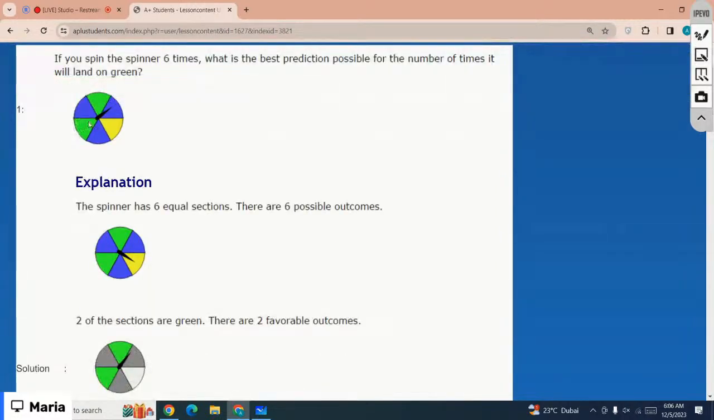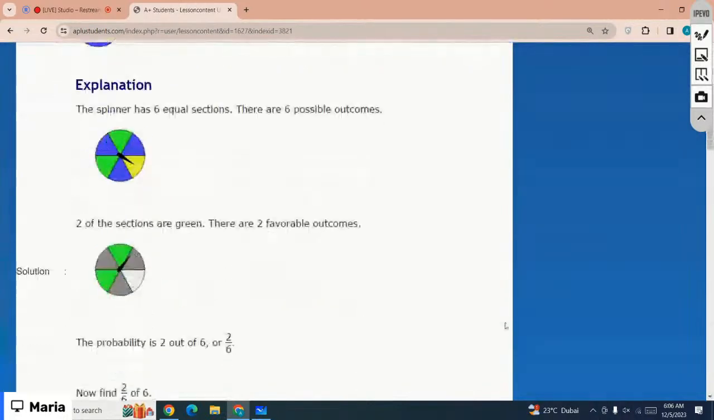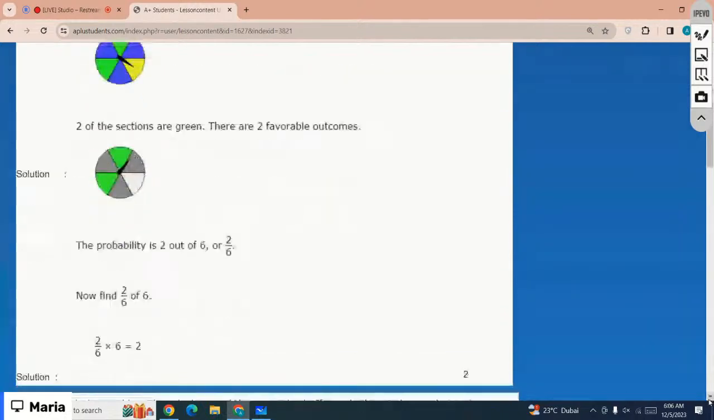Only 2 of them are green. So that means the probability of landing on green is 2 out of 6. The total choices are 6 and 2 of them are green. The correct option is 2 out of 6, and the total number of spins is 6, so you multiply 2 out of 6 times 6 and you are left with 2. That means only 2 times it will land on green.